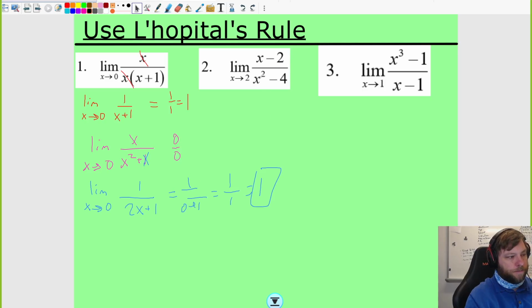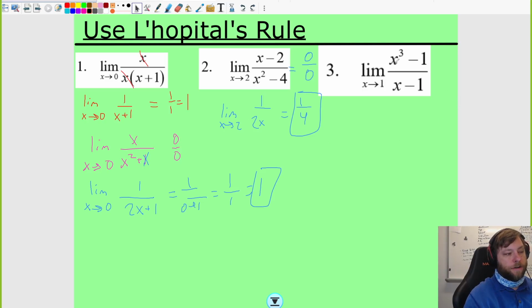Same thing in 2. I plug in a 2. I would get 2 minus 2, 0 over 2 squared, so 4 minus 4, 0. 0 over 0, L'Hopital's rule. Derive the top, I'd get a 1. Derive the bottom, I'd get a 2x. You check the same limit. You get 1 over 4.